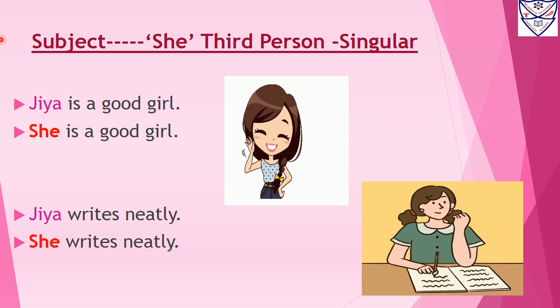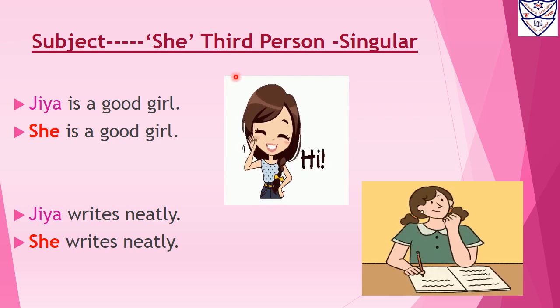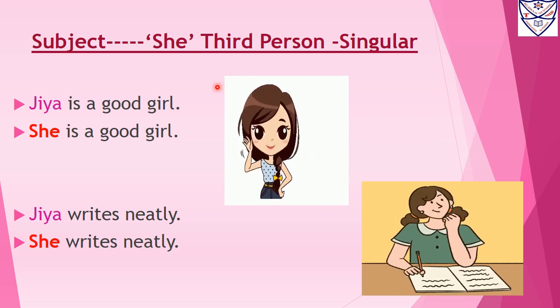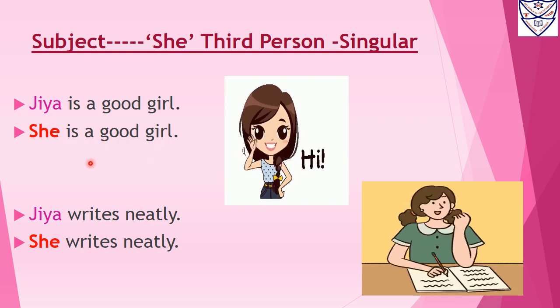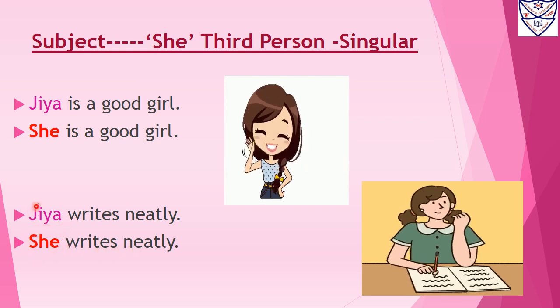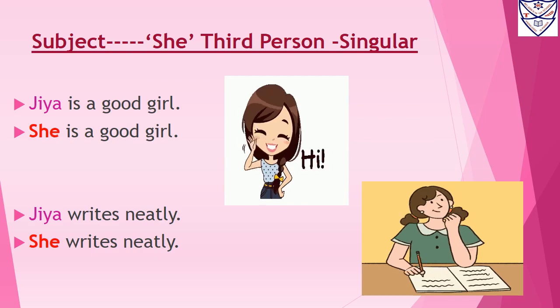Now we are talking about a girl. Now here we are talking about one girl, one person. We can talk about any girl or a lady or a woman. At that time we are using she instead of the name. Jia is a good girl. So instead of Jia we will say she is a good girl. Why will we say she? Because Jia is a girl, a female. Jia writes neatly. So how will we say? She writes neatly. So again here we have used she in place of Jia. Let's see some more examples.